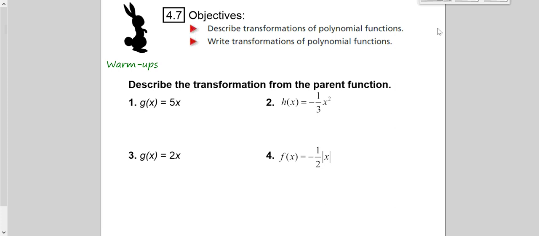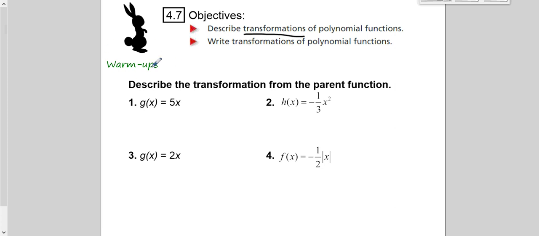This is 4.7. Our objectives today: describe transformations of polynomial functions, write transformations of polynomial functions. We studied transformations in chapters 1 and 2, and they kind of went away for chapter 3. Well, they're back. Transformations. Describe the transformation from the parent function.